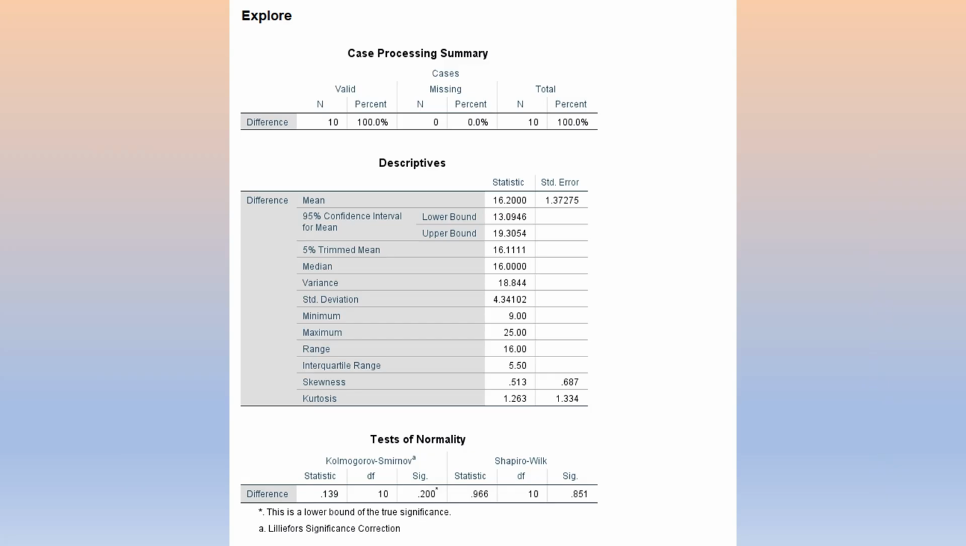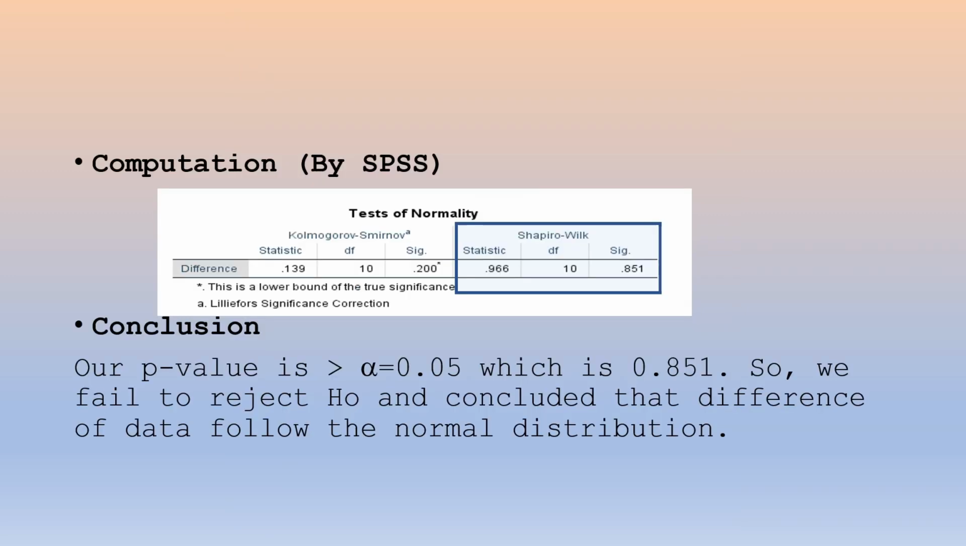The p-value is 0.851, which is greater than 0.05, so we fail to reject the null hypothesis. This means the data is normally distributed and we can proceed with the paired t-test. The conclusion is our p-value is greater than 0.05, so we fail to reject H0 and conclude that the differences data follows the normal distribution.